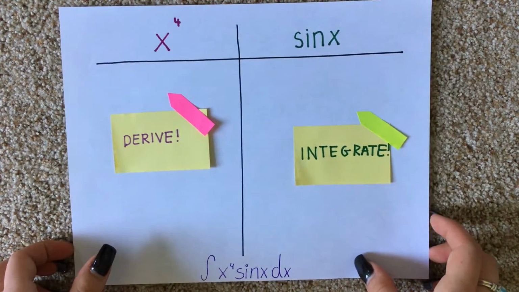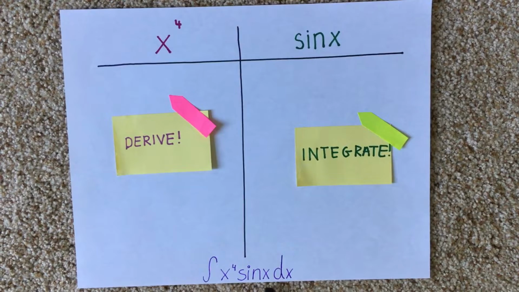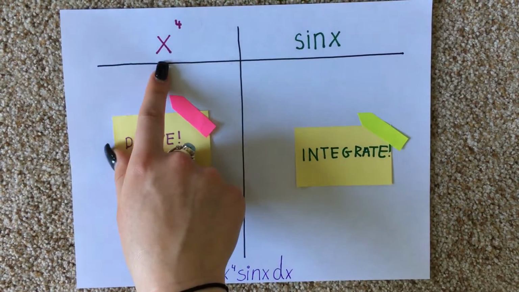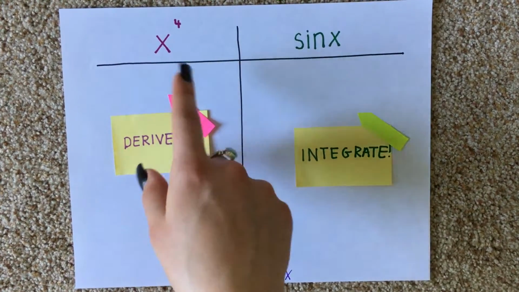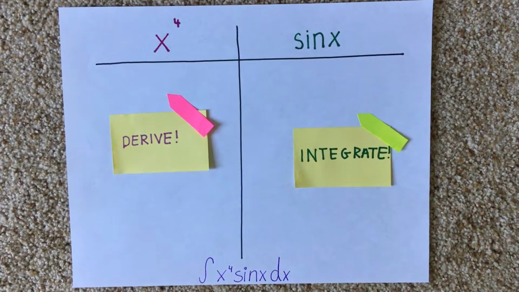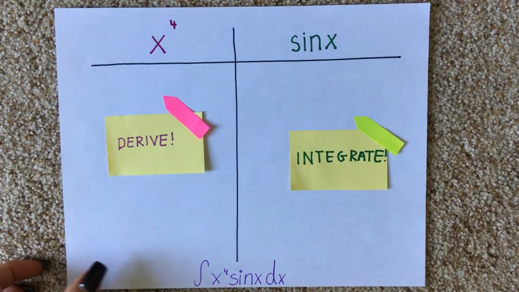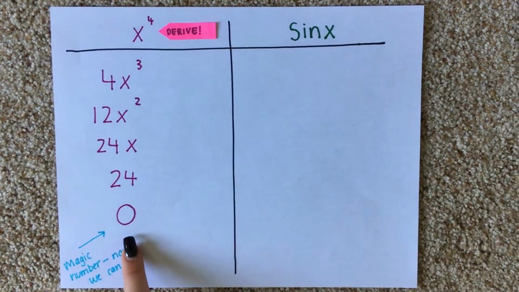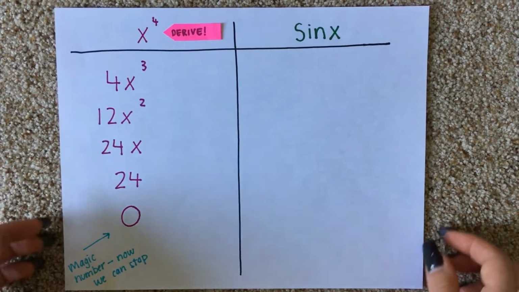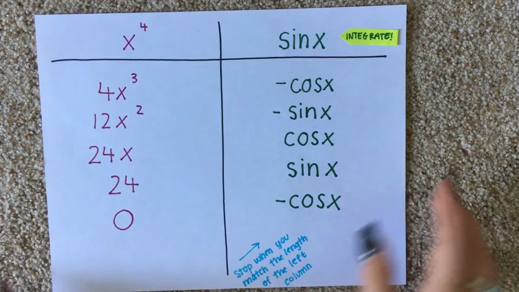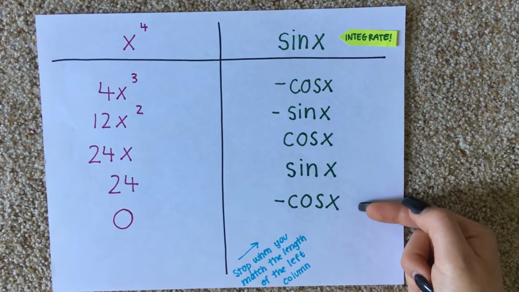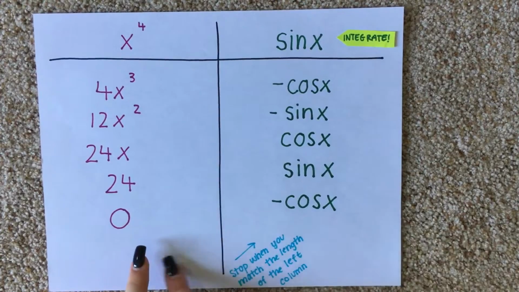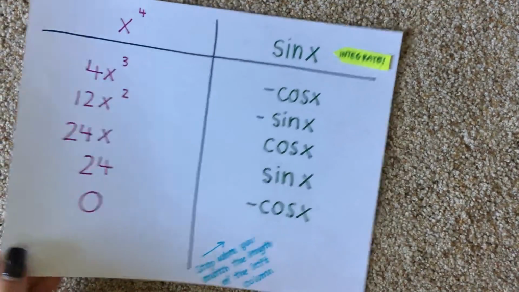But we're going to revisit our example of x to the fourth sine x dx, right? And I'm going to put x to the fourth to be u because it's a polynomial, and that's in our tips. I'll make it a bit easier for you. And sine x is going to be integrated. So over here, I've just derived x to the fourth, and once we hit that 0, that means we have to stop because we cannot derive 0. And then over on this side, I just went ahead and integrated sine x until we matched the length of the column on the left.